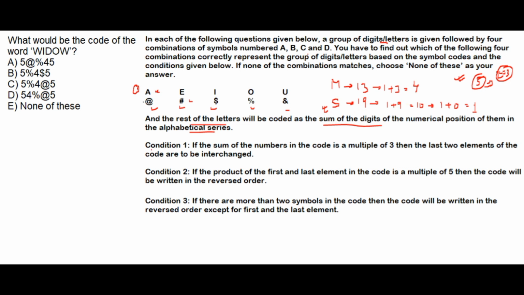Now 3 conditions are given here. Condition 1 is: if the sum of the numbers in the code is a multiple of 3.